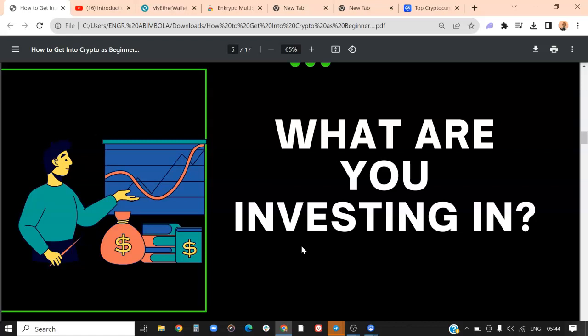99% of cryptocurrencies do not have intrinsic value. Now, what do I mean by intrinsic value? Ask yourself this question: aside from the fact that you have certain tokens in your wallet, in real life, what can you use them for? Nothing. You can't use them for anything. Gold, on the other hand, has an intrinsic value.